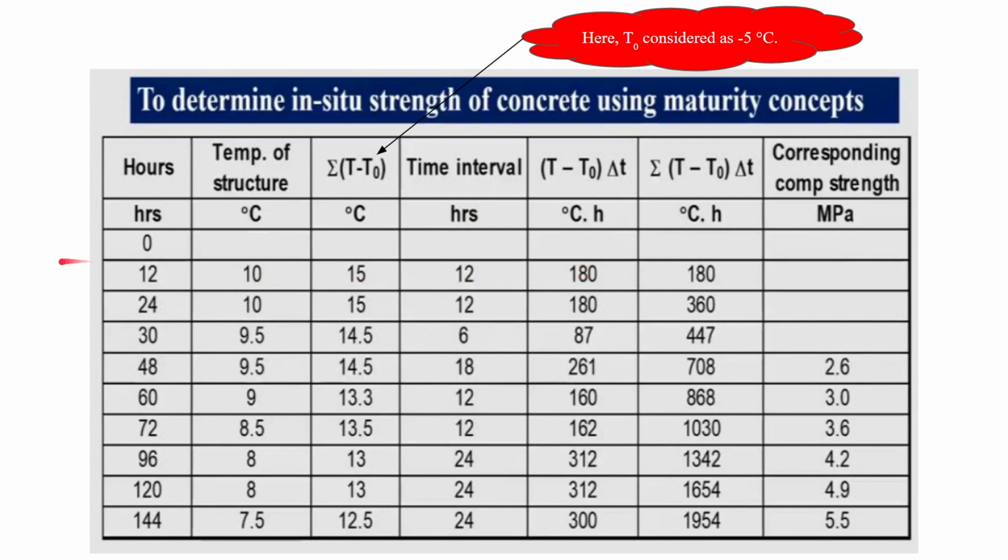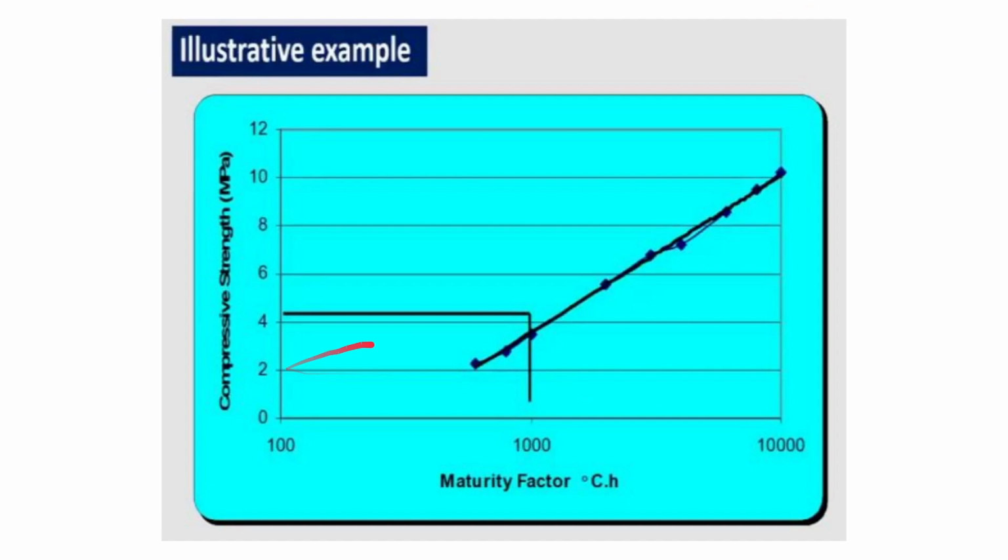So as you can see, these are the hours, this is the temperature, and using this we have used the summation of T minus T0 value and found out the various values. By adding, we get the total, and after that we can relate this with megapascal. So, as I told you, it is around 3.5 for 1000, as you can see here.